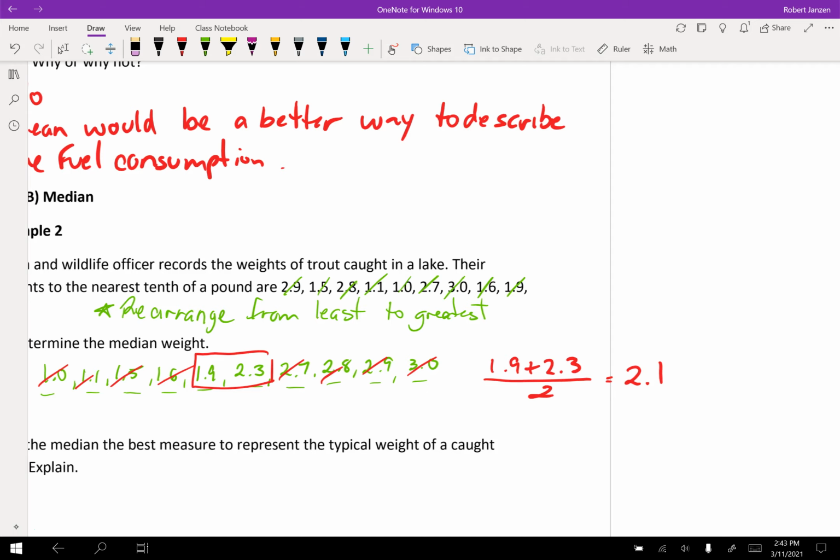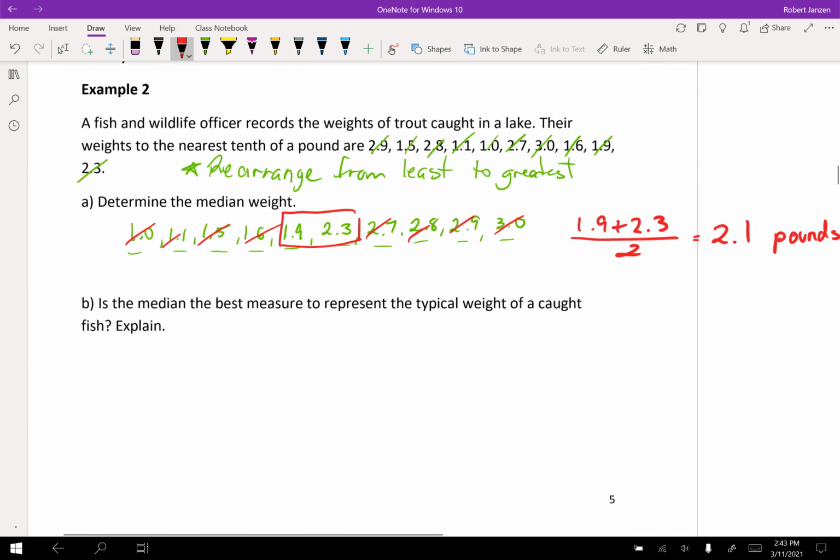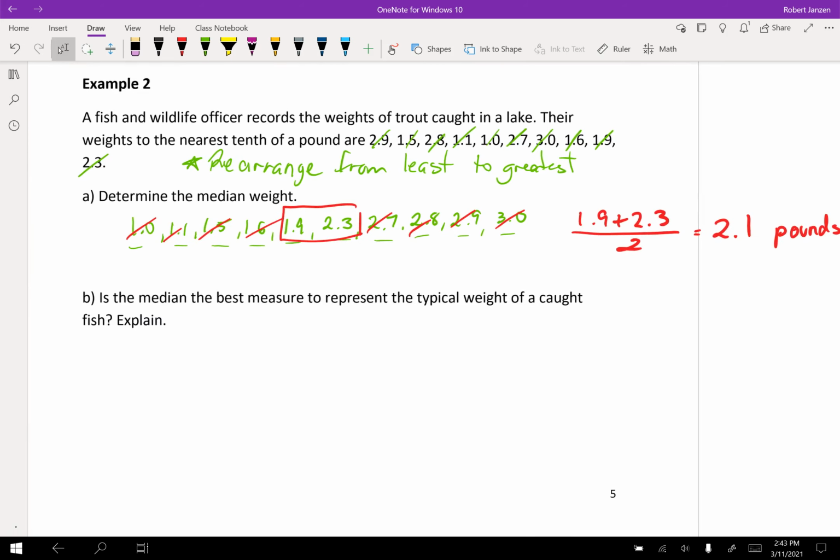Okay, if you don't know that abbreviation, we can just write pounds. Okay, is the median the best measure to represent the typical weight of a caught fish? It's a good measure for a typical size trout because this tells you that half the fish caught were heavier, half the fish caught were lighter. So that's not a bad method.